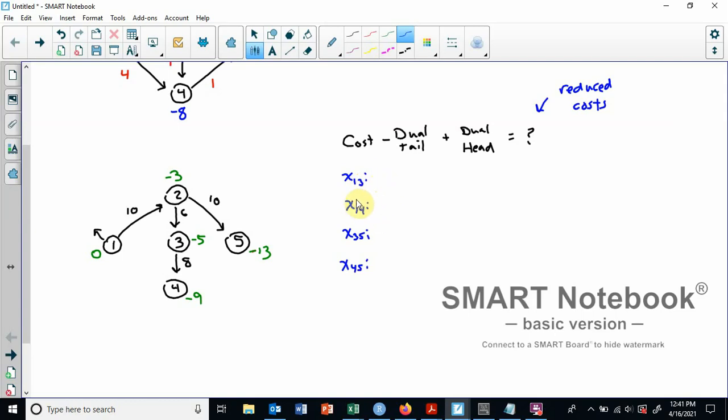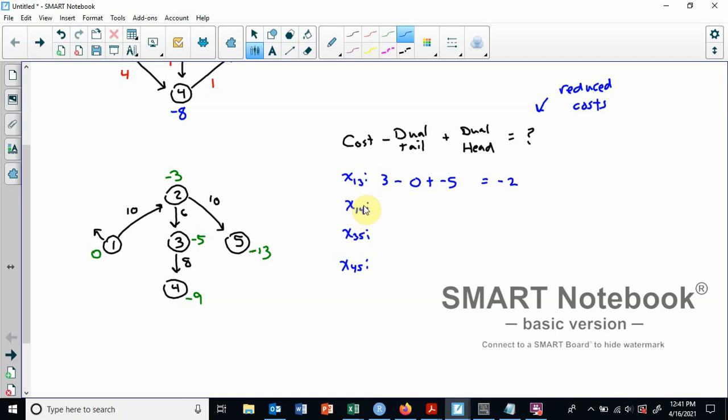Let's see, the cost of 1 to 3 is 3 minus the dual head. The head of the arc is at 1, so minus 0, plus the dual tail. 1 to 3, the dual tail is negative 5. So 3 plus a negative 5 is negative 2. So that one is attractive. Let's see if it is the most attractive.